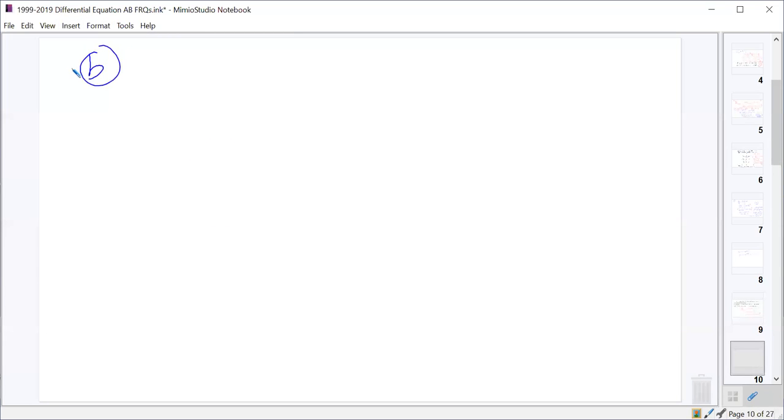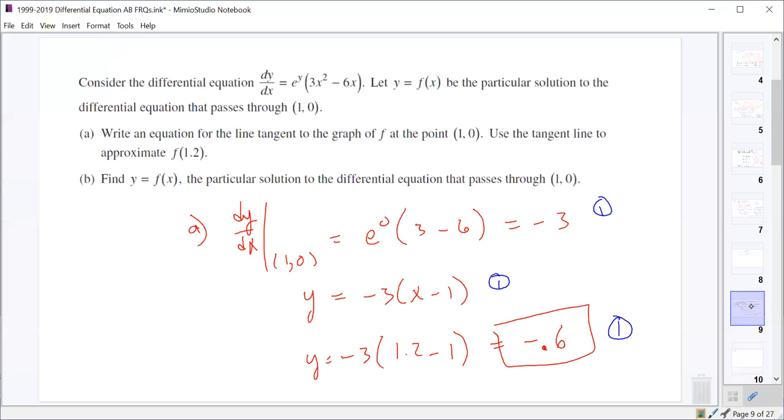Part B, then, I think, what did it say? It just wants us to solve it, right? Yeah, so this one's, and you'll note that the further back in time we go, usually the shorter the differential equation free response questions are in general.